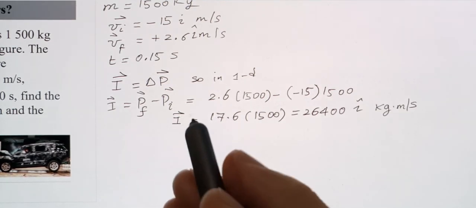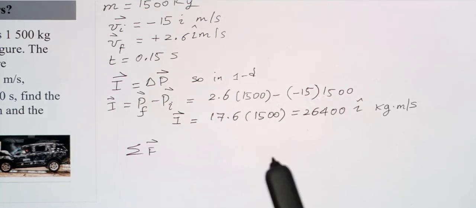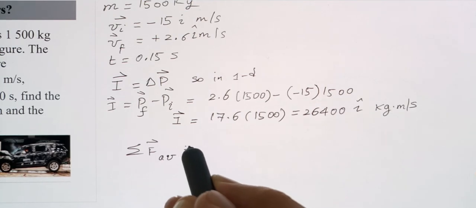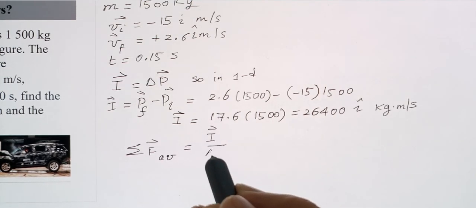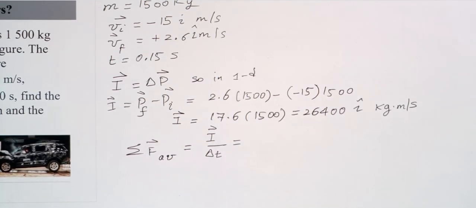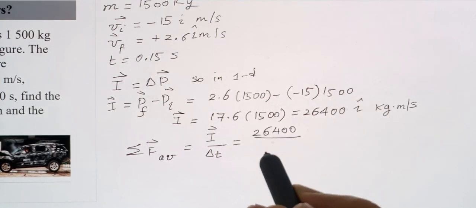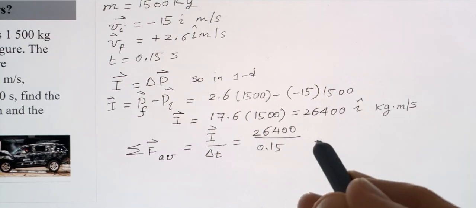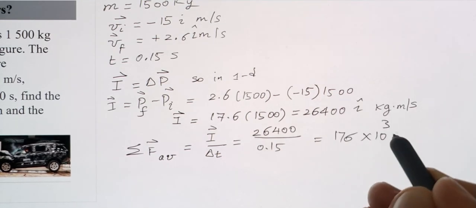Now, what is the average force? Well, it is the impulse divided by the time. So 26400 divided by 0.15, which is 1.76 times 10 to the power 5 Newton.